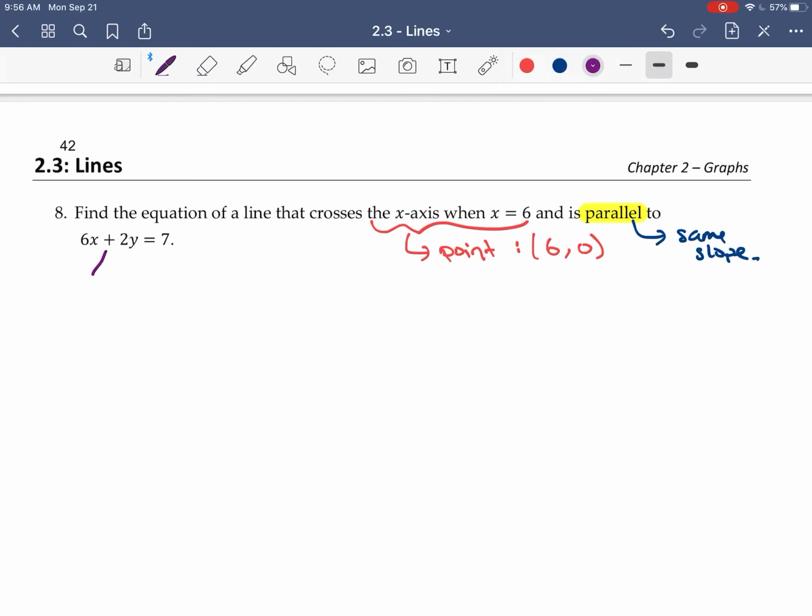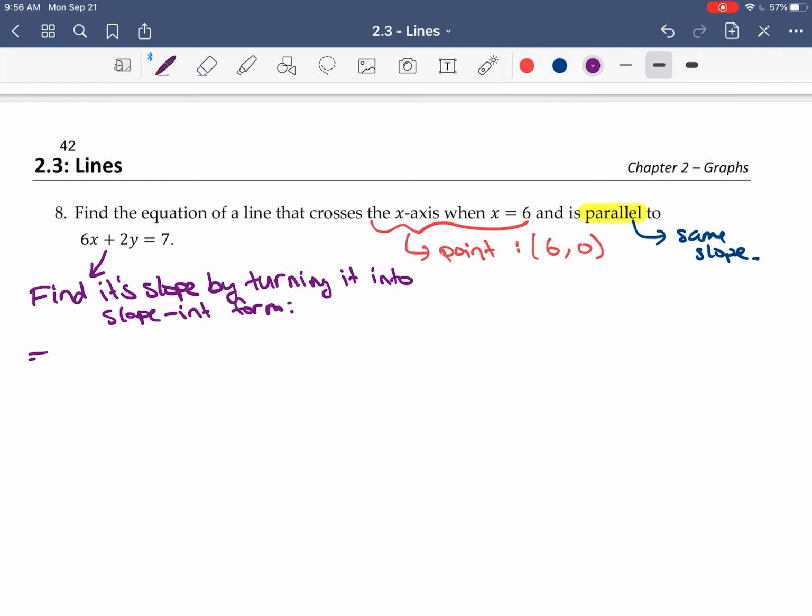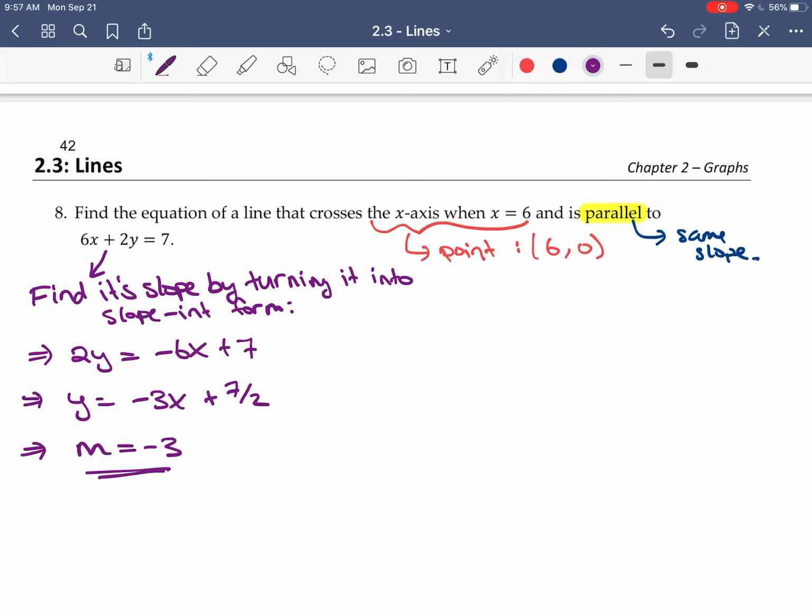So that means we want to take this line and find its slope. The way I'm going to do that is by turning it into slope-intercept form. So let's just solve for y. 2y should be negative 6x plus 7. Divide everything by 2. y should be negative 3x plus 7 over 2, which means the slope, the m, is negative 3. So that's our slope as well.